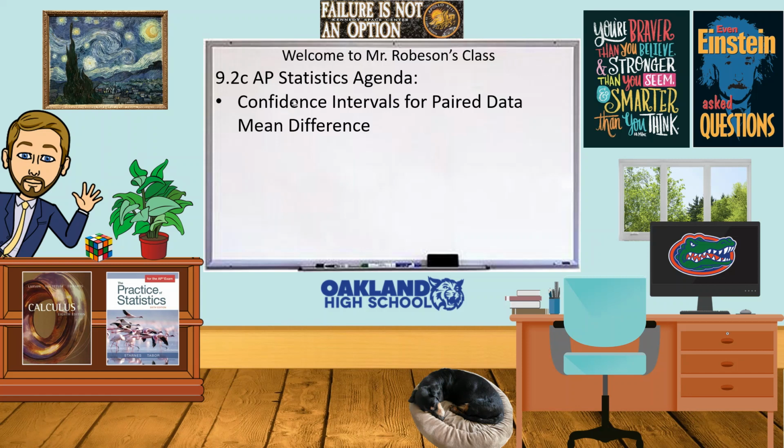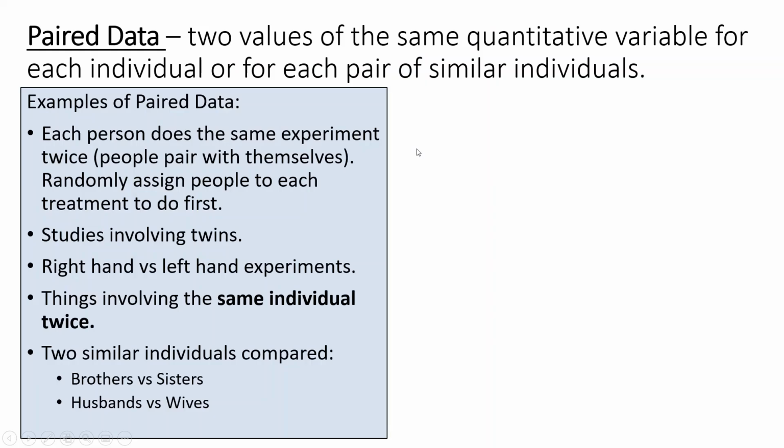This is Mr. Robeson. Today we're looking at confidence intervals for paired mean. All right, so we'll have data that's paired together somehow. What does that mean? Well, let's take a look.